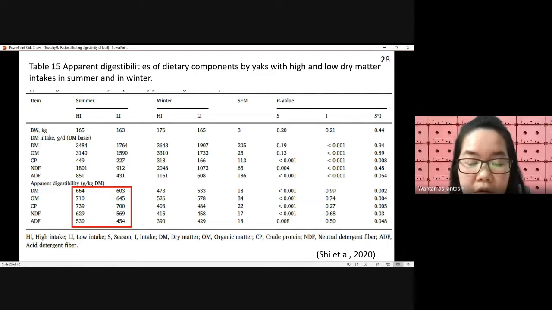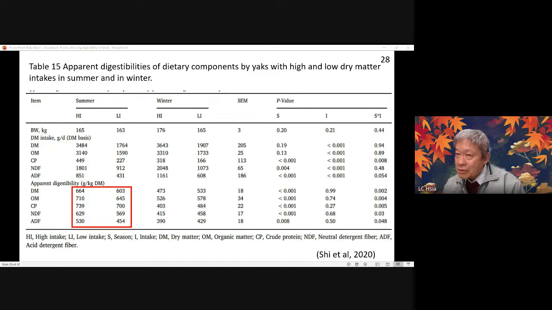But here for cold stress, also the same trend, right? If animals are under cold stress. Yes, under cold stress they eat the same.